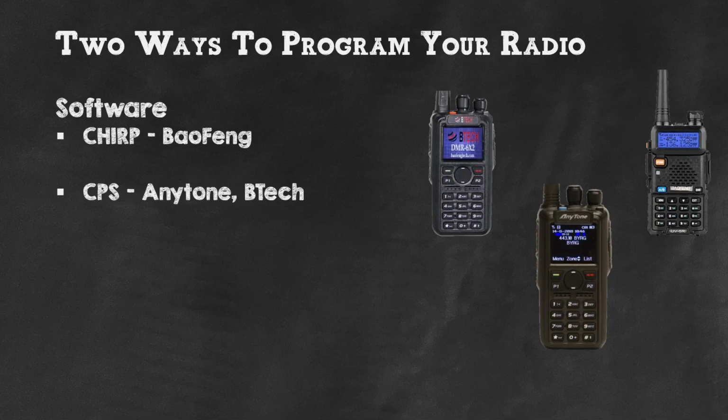So there are 2 ways to program your radio. The first way is software. Chirp is open source software. It's free. You can find it on the internet, just Google it. Typically, if you're using software to program your Bofang radio, you would use Chirp software. If you're using BTECH and Anytone, the CPS is the one that you want to use.